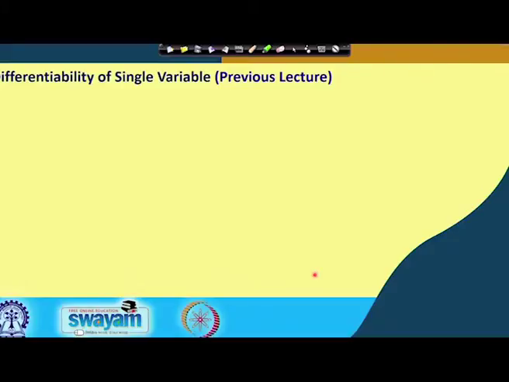Just to recall the differentiability of a single variable which we have learned in the previous lecture. There were three concepts we used to define the differentiability of a function of a single variable. One was the existence of the derivative. If this limit, f(x + Δx) − f(x) over Δx, exists, which we call the derivative of the function f at x, denoted by f'(x), then we call the function differentiable.